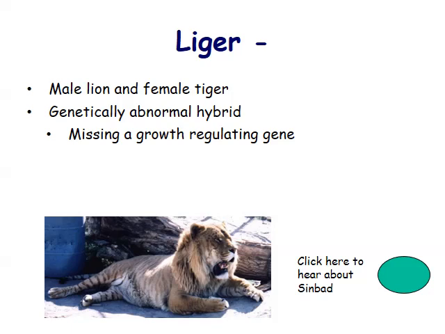An adult liger is about the same size as combining both of its parents, the male lion and female tiger.